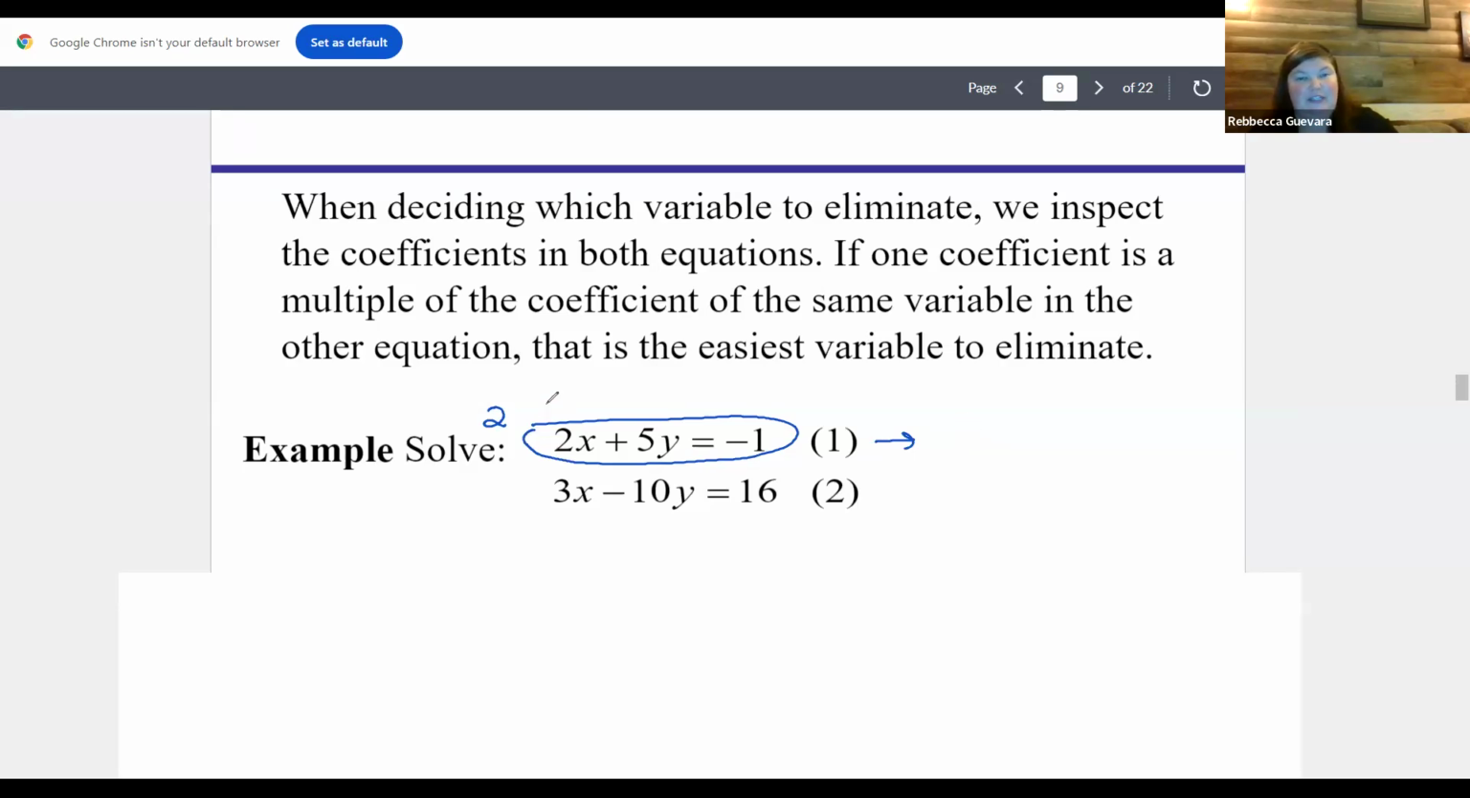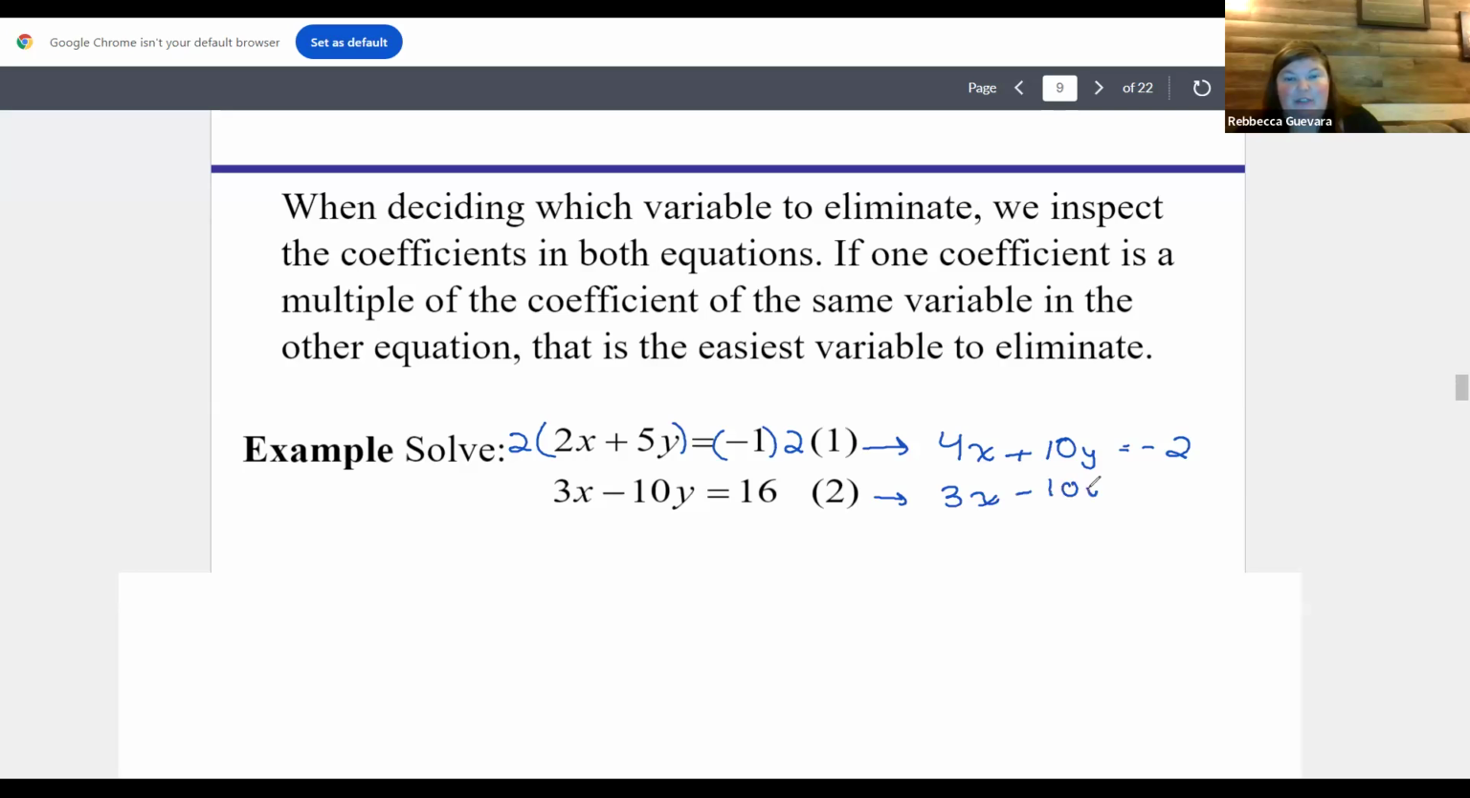So you think of it kind of like this: I'm just multiplying this side by 2 and this side by 2. This is going to give me an equivalent equation. So everything is fine. Remember, as long as I do the same thing to both sides, we're good. So I'm just going to change that to 4x plus 10y equals -2. This one we're not changing, we're just bringing it back over here.